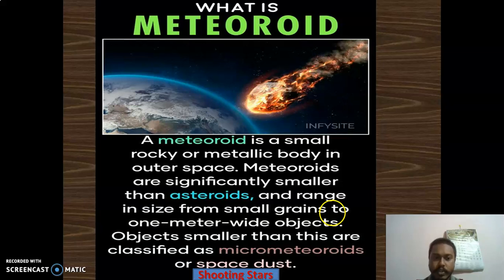Objects smaller than these are known as micrometeoroids or space dust. They are like the dust we clean from the house, so small that they are known as space dust. They are also known as shooting stars. Why? Because sometimes we can see them in the sky when they come inside the earth's atmosphere, and they fall inside other planets also. On earth they have fallen many times.